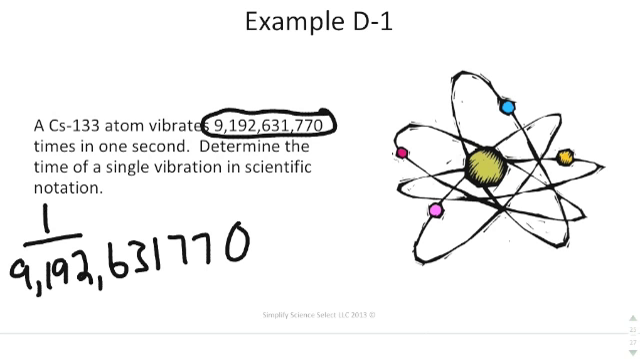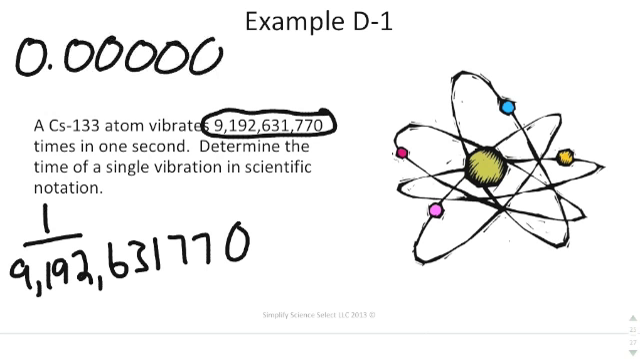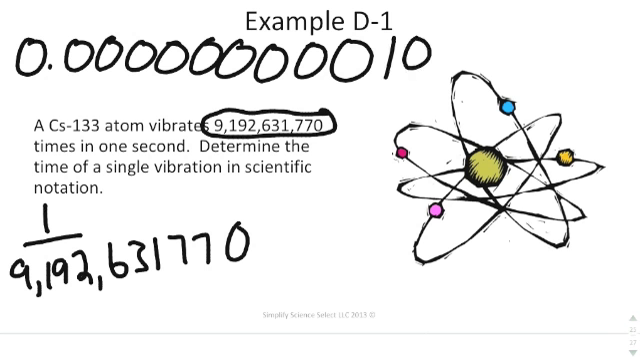And what we should get is a number of 0. and we have 9 zeros, 1, 2, 3, 4, 5, 6, 7, 8, 9, and that would be 1.088 times 10 to the negative 10. That is what we get. That's how much time it takes to vibrate 1 time in seconds.